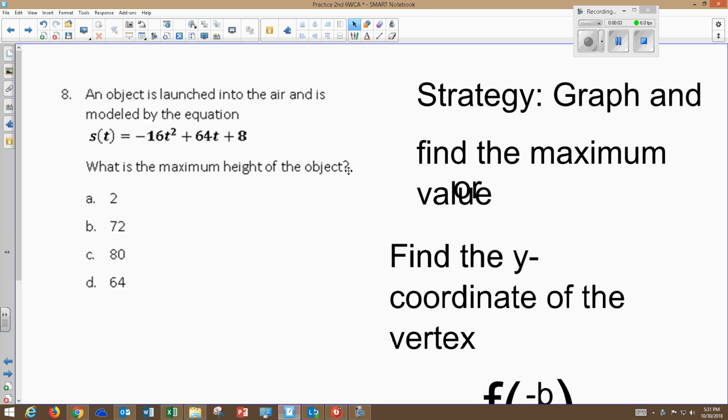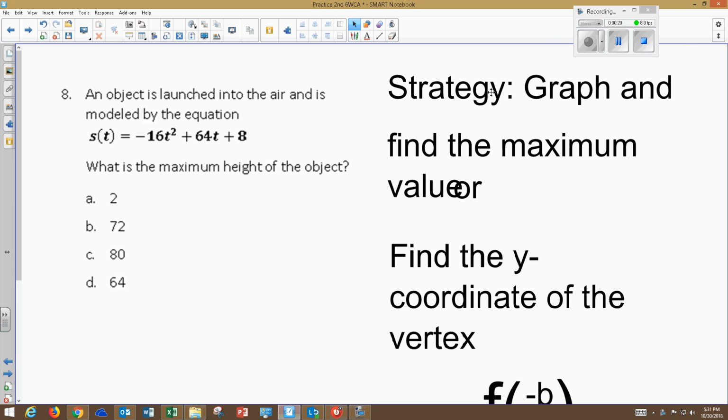Okay, we've now arrived at problem number 8 of the practice 6 weeks exam. An object is launched into the air and is modeled by the equation S of t equals negative 16t squared plus 64t plus 8. What is the maximum height of the object?